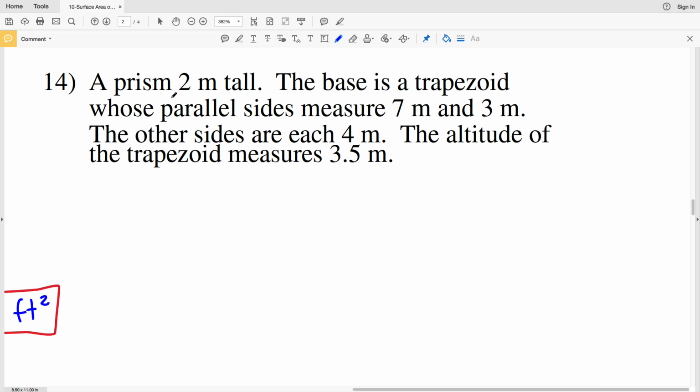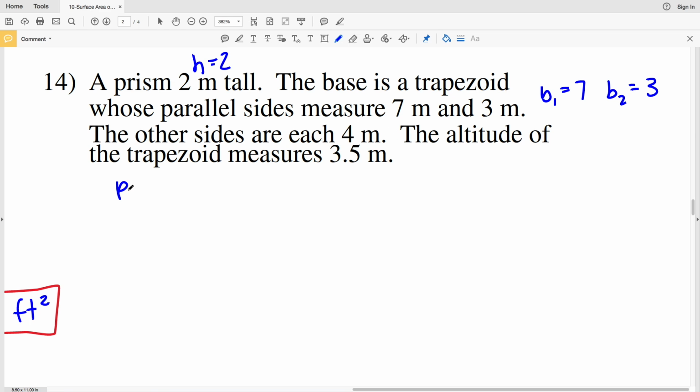So in number 14, it tells us that we have a prism that's 2 meters tall. So the height is going to be equal to 2. The base is a trapezoid whose parallel sides measure 7 meters and 3 meters. So base 1 of the trapezoid is equal to 7, and the other base of that trapezoid is 3. The other sides are each 4 meters. The sides of a trapezoid that are not parallel are congruent. So the other sides are both 4.